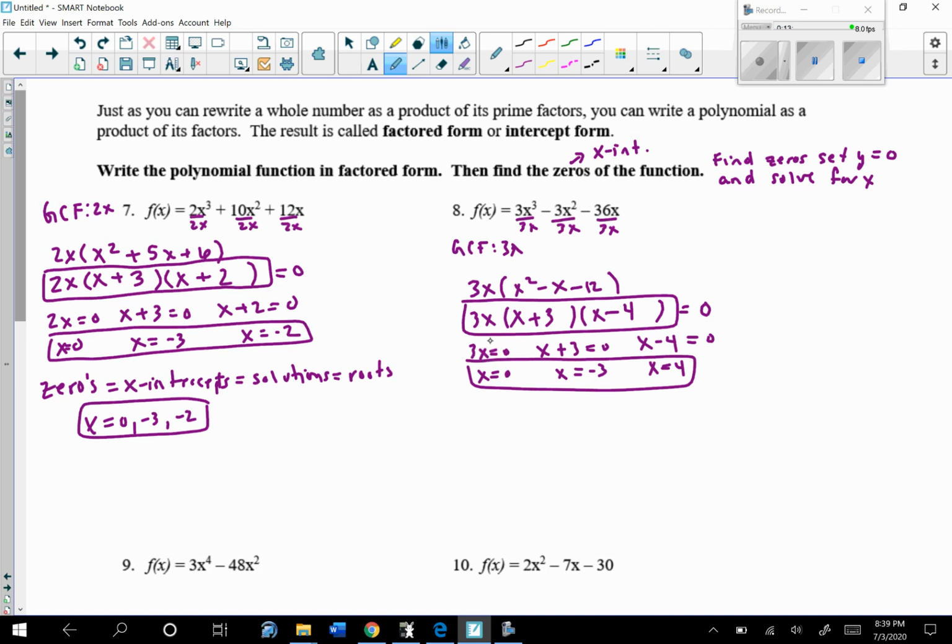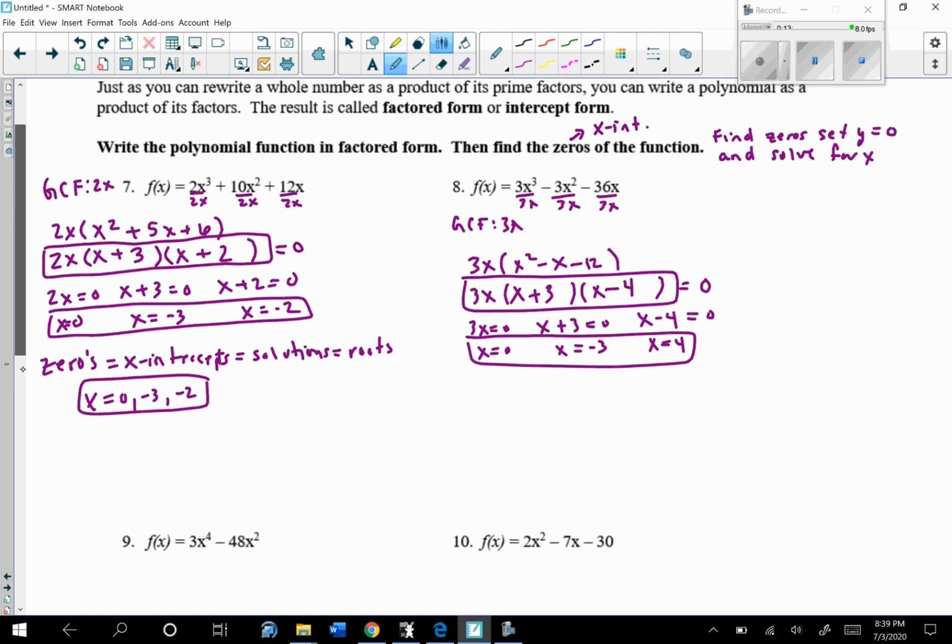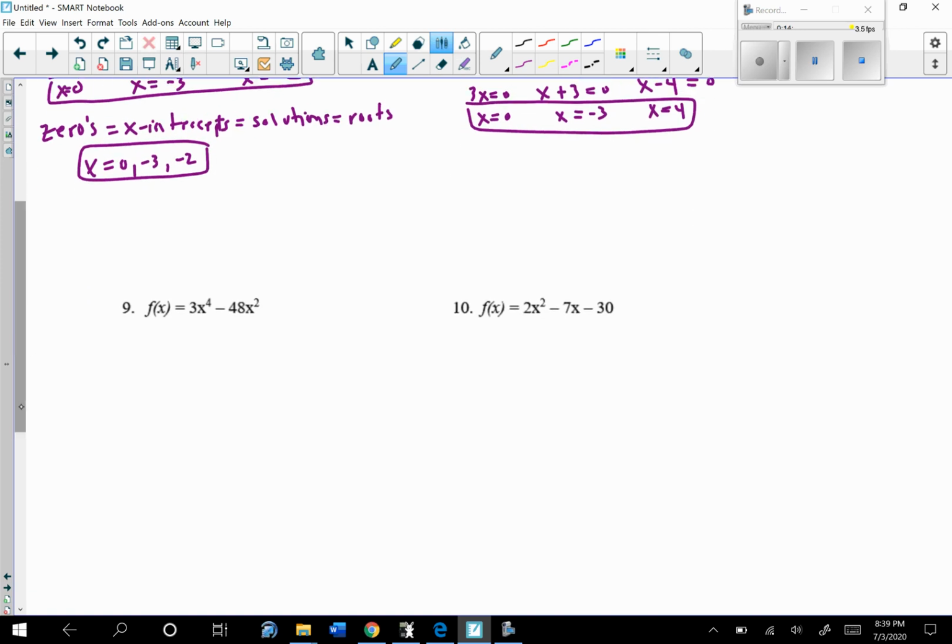Looking at question number 9. See if you can do this one on your own. When you're done, you can unpause and we'll go ahead and check our work.